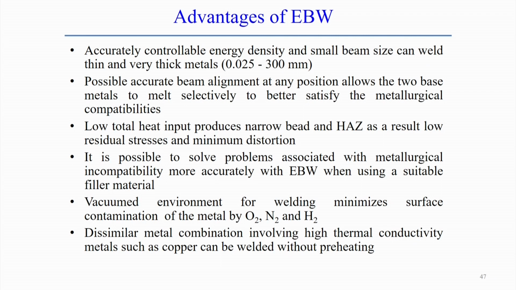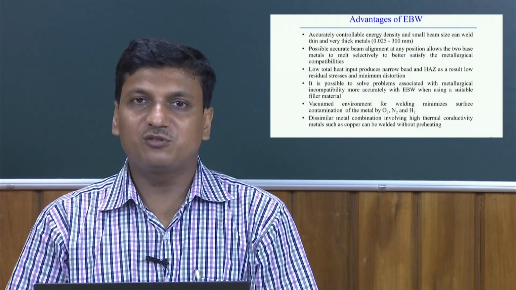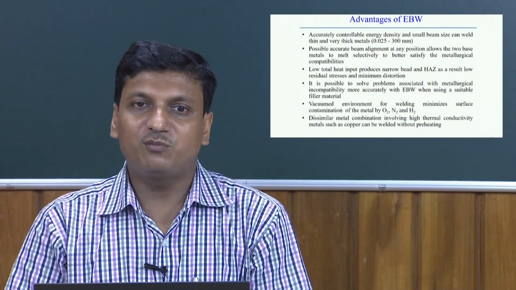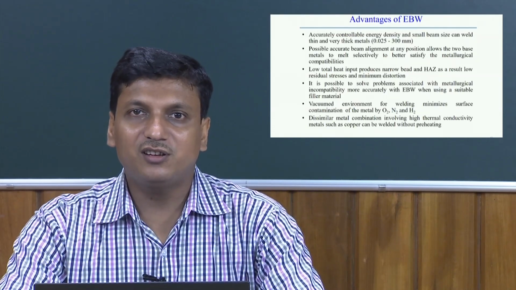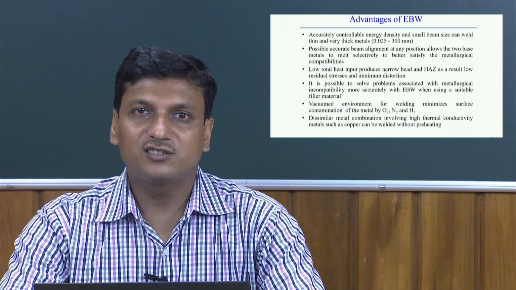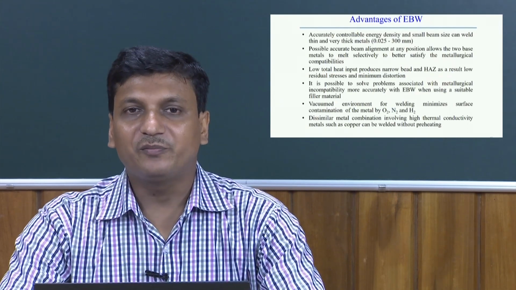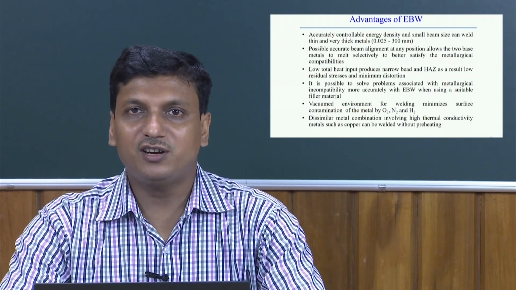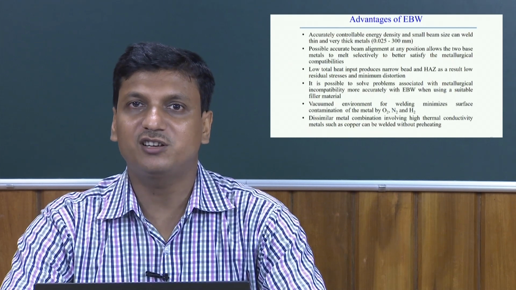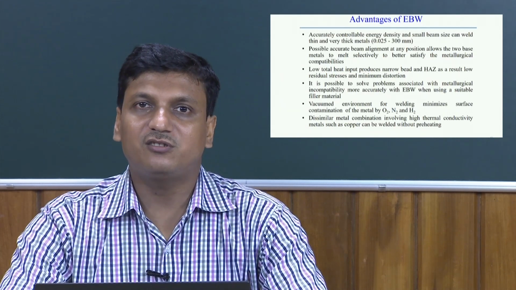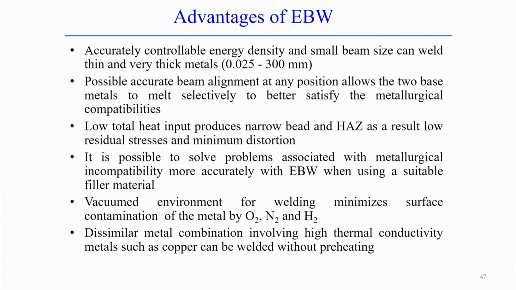So it can weld from very thin to very thick material. There is a wide controllable electron beam energy. That means it is possible to weld 0.025 millimeter material, and in this case we need to control the electron density or energy input to the substrate material, but at the same time it is possible to weld 300 millimeter thickness. So huge thickness is possible using electron beam welding, which may not be possible with other arc welding processes or the laser welding process.